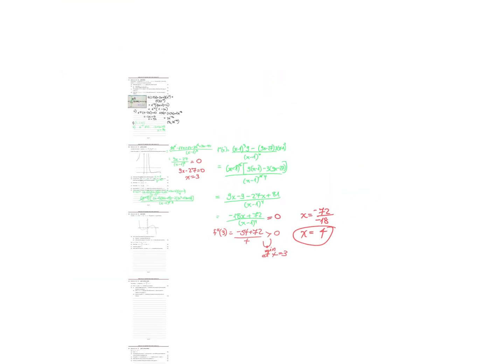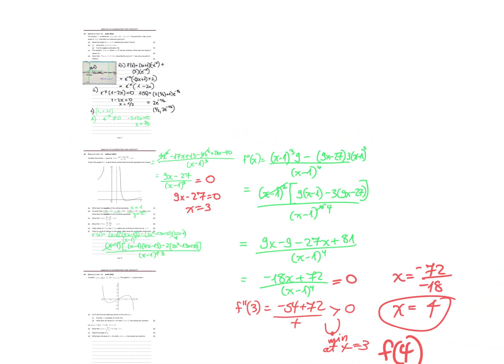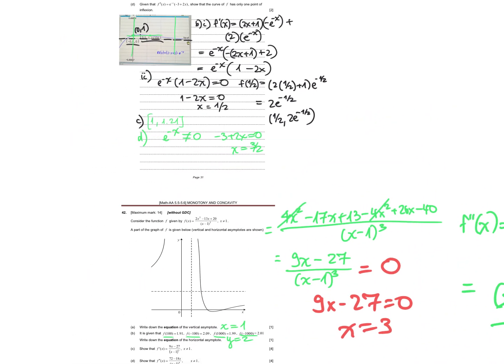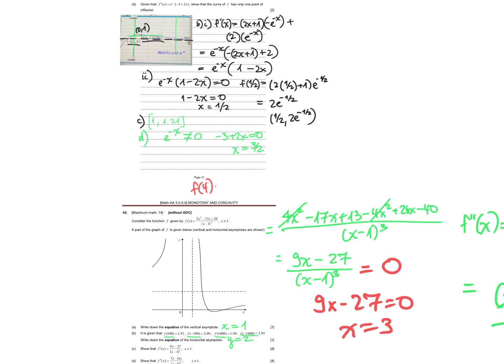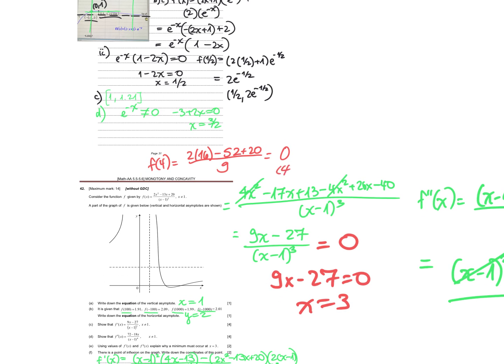And they want the coordinates, so we need f at 4. And the original function is, here, I'm going to do it up here. f at 4 is 2 times 16 minus 13 times 4, 52, plus 20, over 3 squared, 9. So then that's 32, −20, so 0. So the point of inflection is at (4, 0).